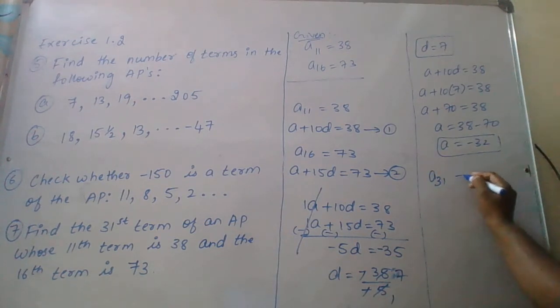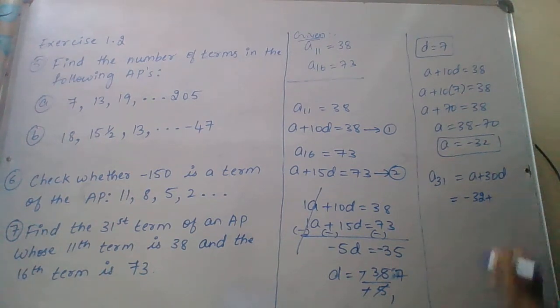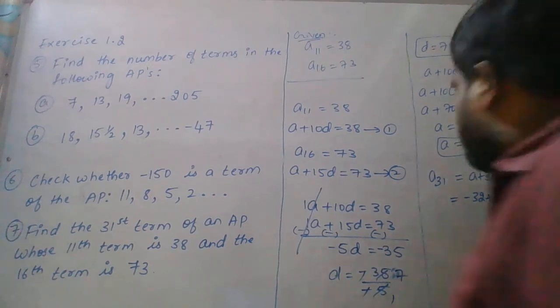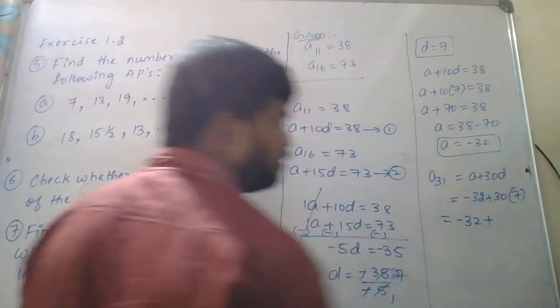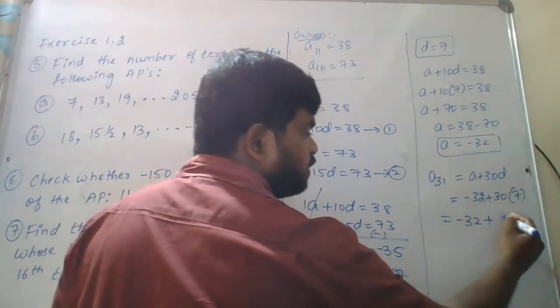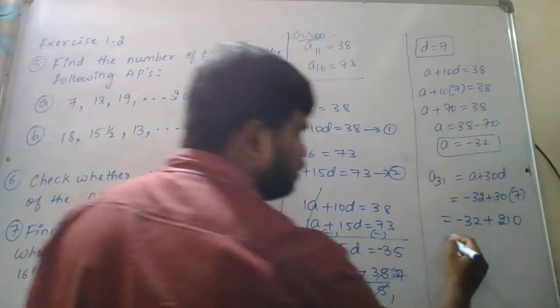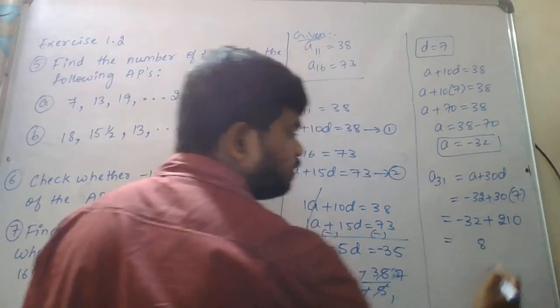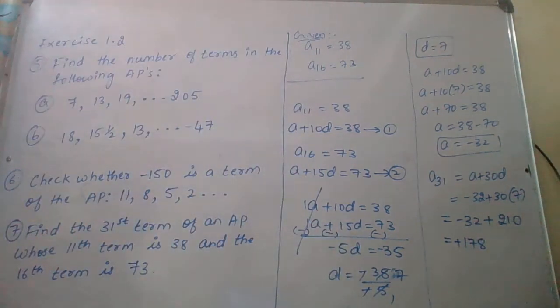The 31st term is the question. So A31 is A plus 30D. What is A? Minus 32, plus 30. What is the value of D? The value of D is 7. Okay, so let's do it. Minus 32 plus 7 into 30. 30 into 7 is 210. Okay. So it will become 178.